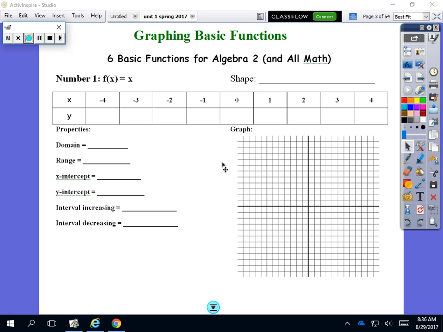Hi, today we're going to study the 6 basic functions that we study in Math 3. And the first function we're going to look at is the linear function. And we know this is linear because the function reads f of x equals x. There's no power. Well, the power is 1, which makes it a linear function.